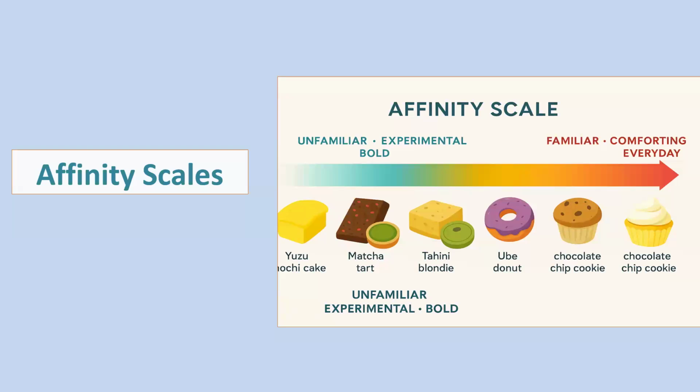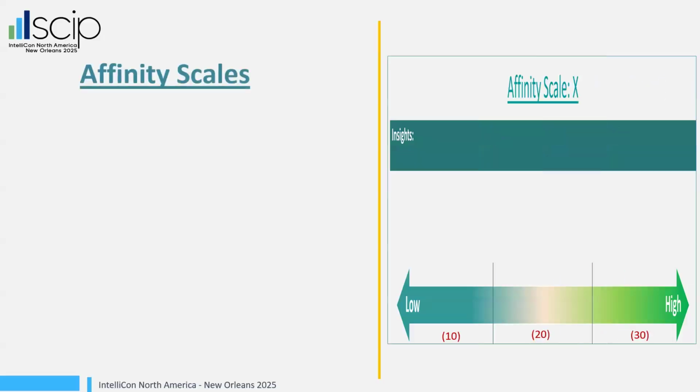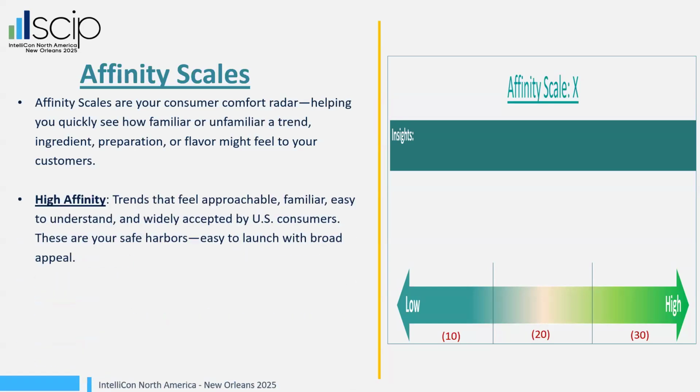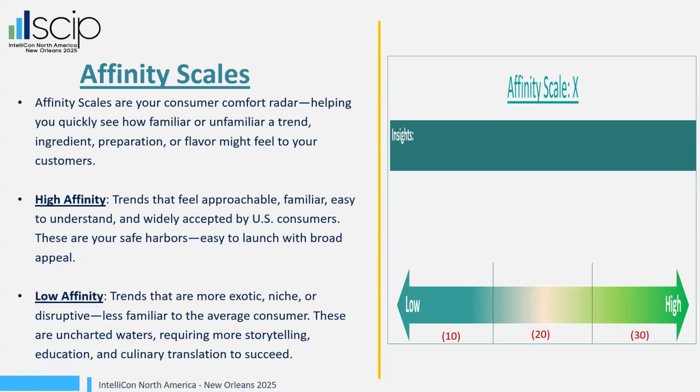Next, we're going to take the same items and put them through what we call affinity scales. Affinity scales look like this, and they're from the consumer's point of view. It's their comfort radar. It's helping you see quickly how familiar or unfamiliar a trend, ingredient, preparation, or flavor is. This could be a health driver. You can really use affinity scales for any number of things. So high affinity means it's very approachable through the consumer's eyes. It might be familiar, easy to understand, widely accepted. Maybe they can get this easily in grocery stores or restaurants.